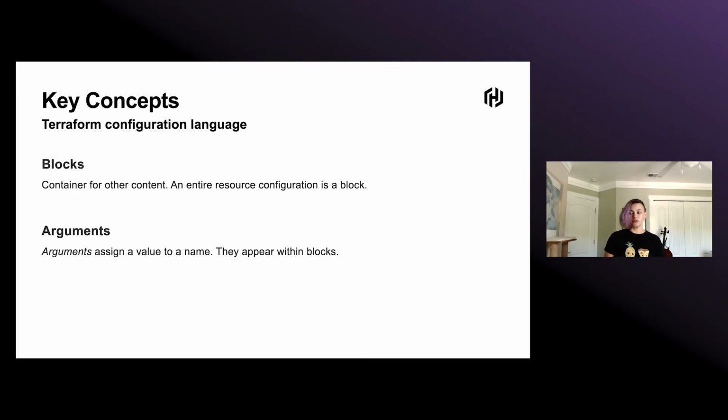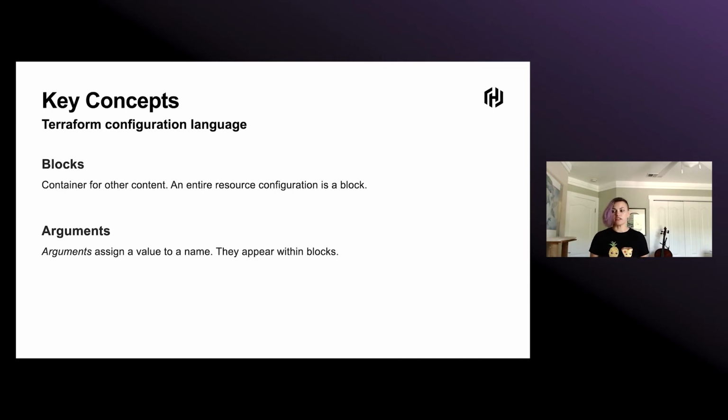In the Terraform configuration language, our base structure is a block. A block is the container for all other content. So an entire resource's configuration is a block. The provider configuration is a block. Your backend configuration is a block. Arguments assign values to names. They appear within blocks. Fairly simple. These are the key Terraform concepts.